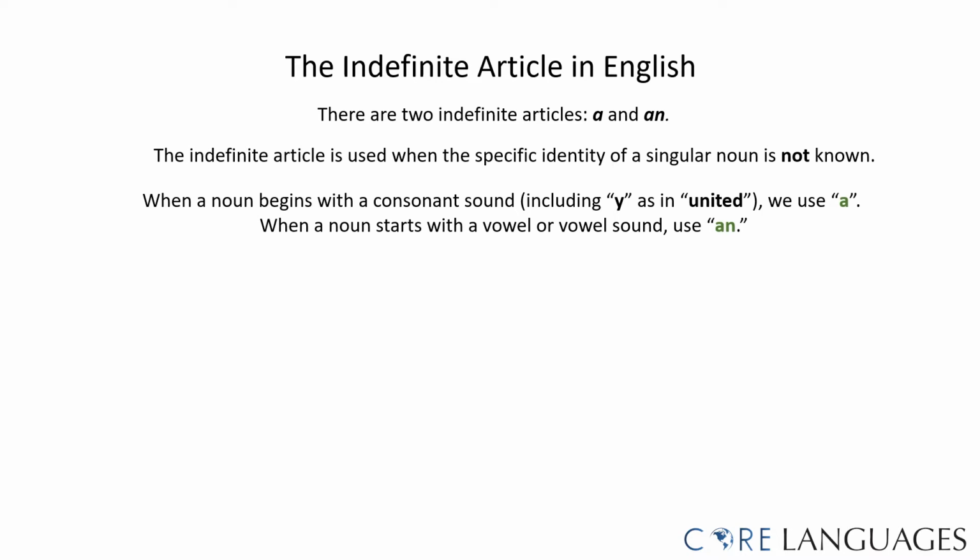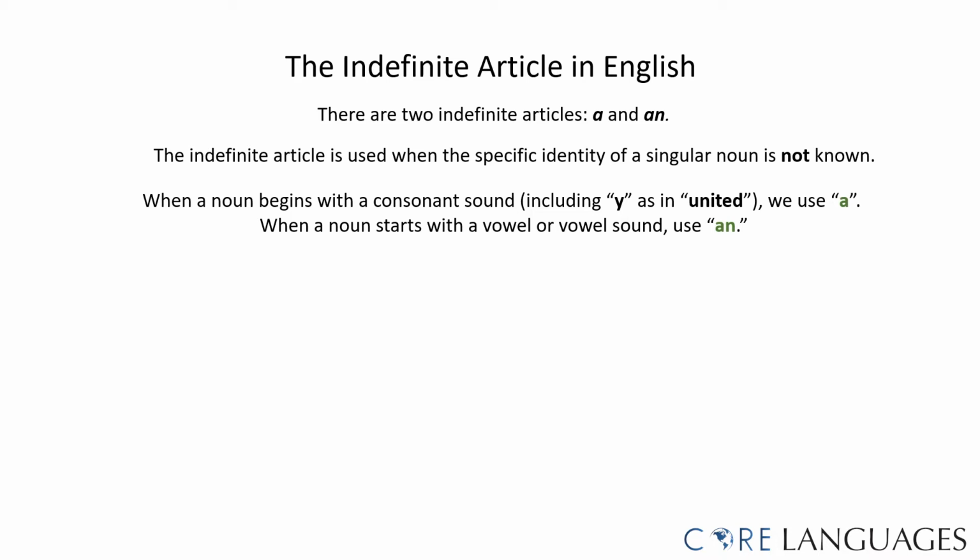Be careful. Some nouns are spelled with a vowel at the beginning, like the word united. United begins with the consonant sound of the letter Y, united, and we need to use a. When a noun starts with a vowel or vowel sound, we need to use the indefinite article an.